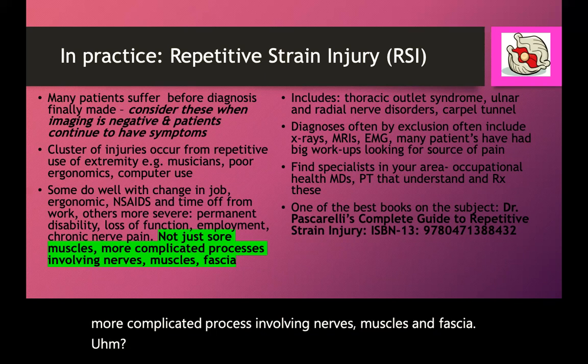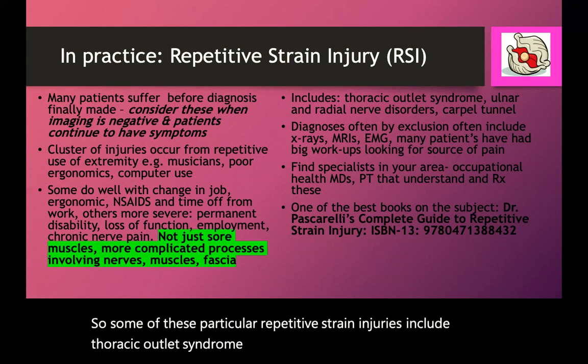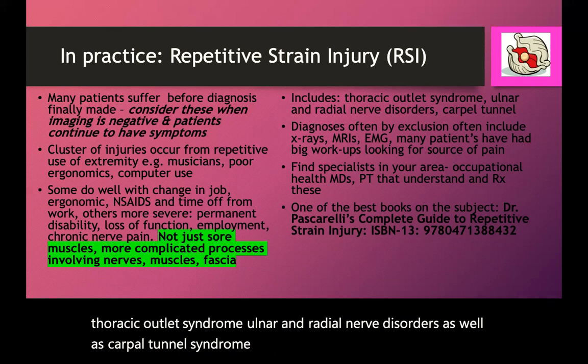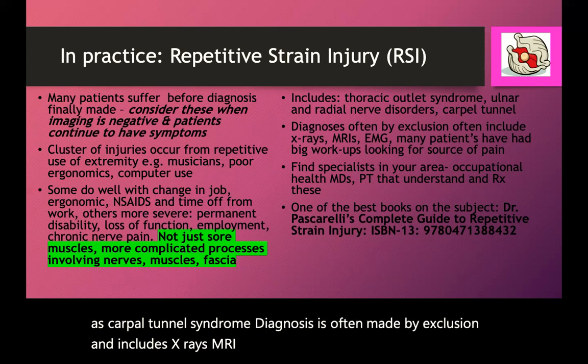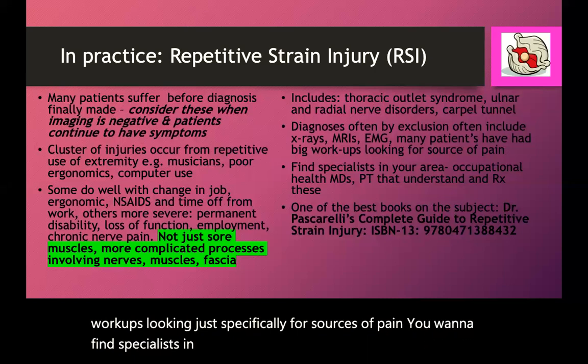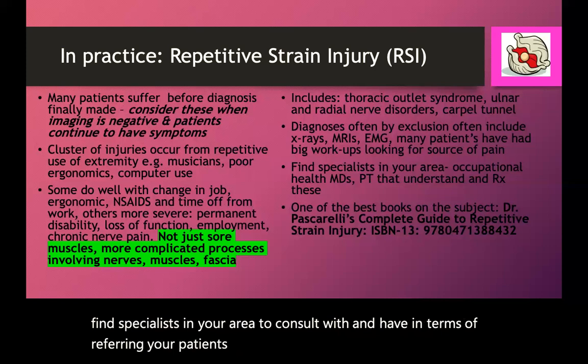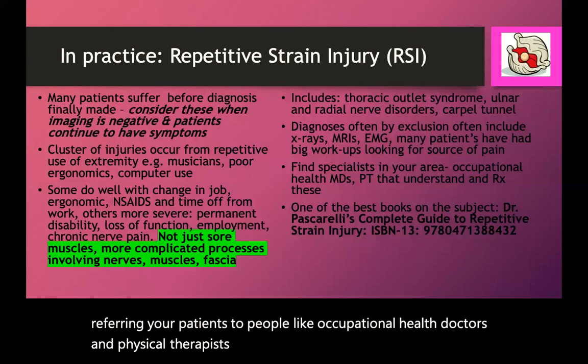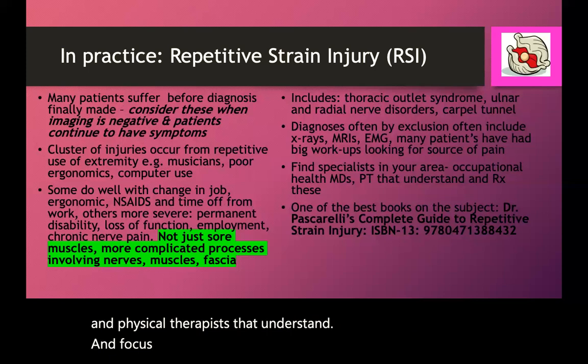So some of these particular repetitive strain injuries include thoracic outlet syndrome, ulnar and radial nerve disorders, as well as carpal tunnel syndrome. Diagnosis is often made by exclusion and includes x-rays, MRIs, EMGs. Many patients have had big workups looking specifically for sources of pain. You want to find specialists in your area to consult with and refer your patients to, people like occupational health doctors and physical therapists that understand and focus on pain management.